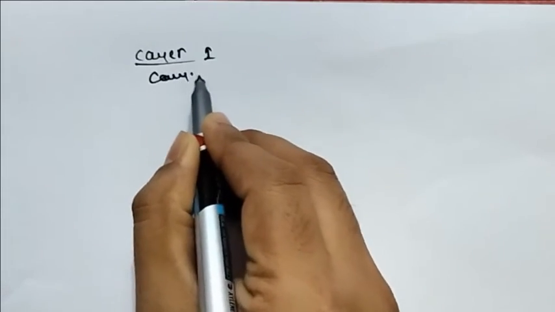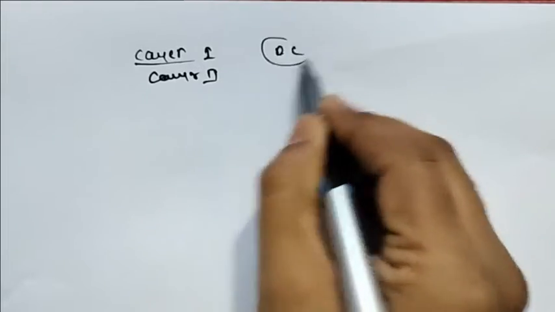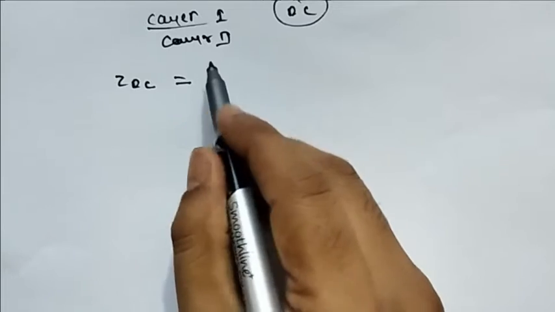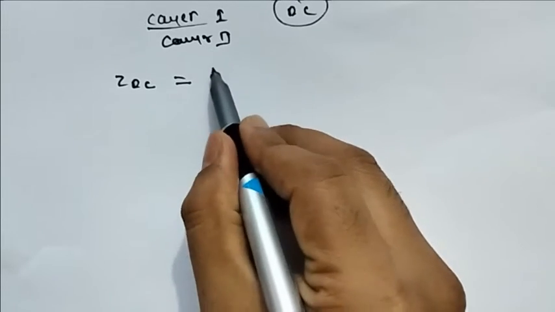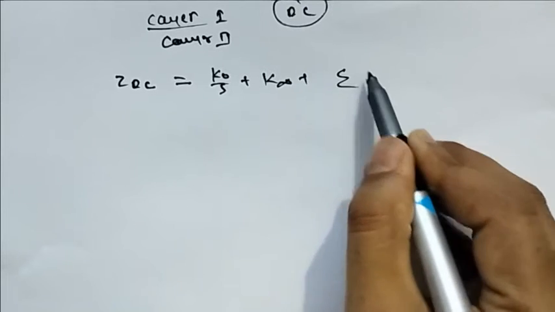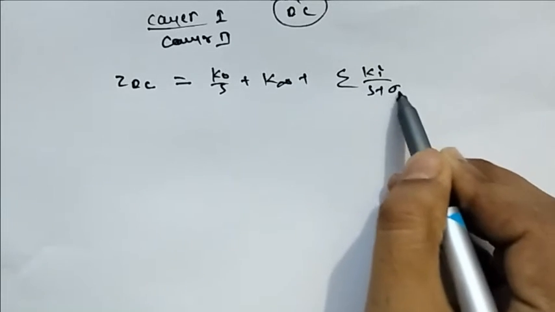Today we are going to start with the Cauer 1 and Cauer 2 forms of RC network. Now let us write ZRC is equal to K naught by S plus K infinity plus sigma Ki by S plus sigma i.